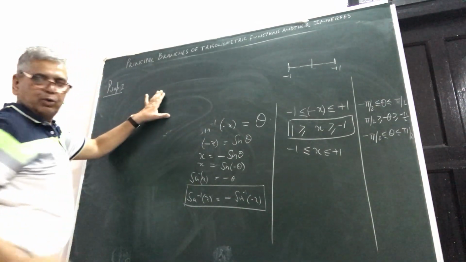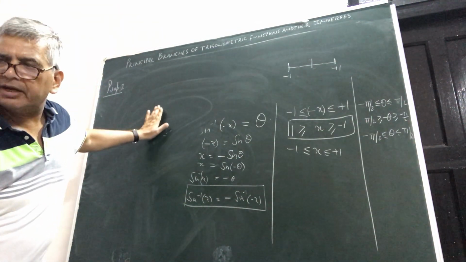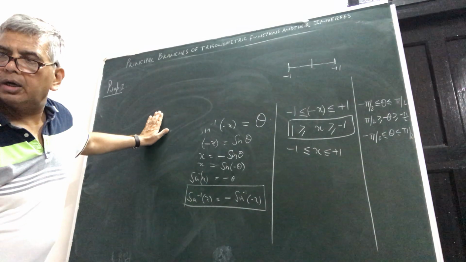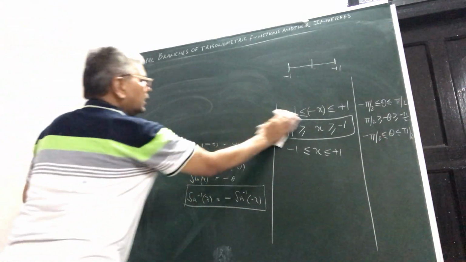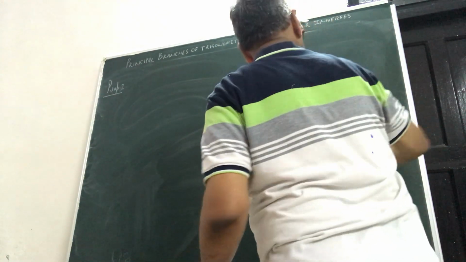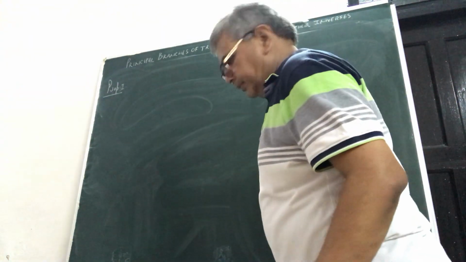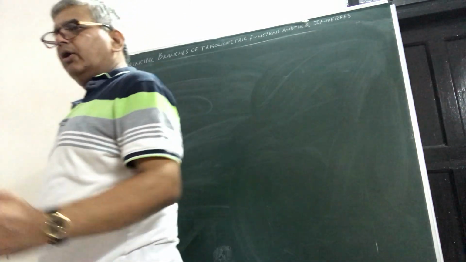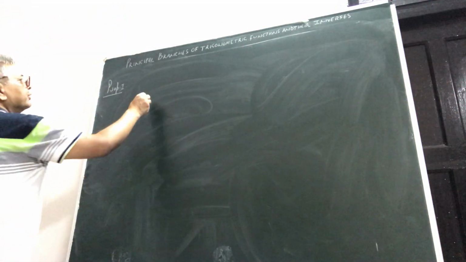I wish to take another property. Should I take one more? Or Bhavi sir, should I take one more? Okay. Which one should I take? That of cosec or tan? Okay, let me take tan. I will leave it for you.